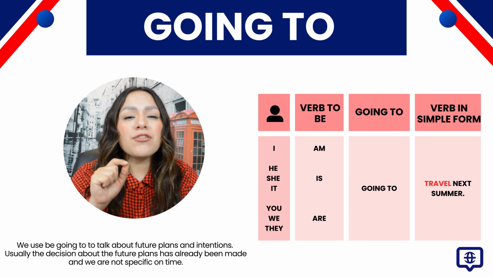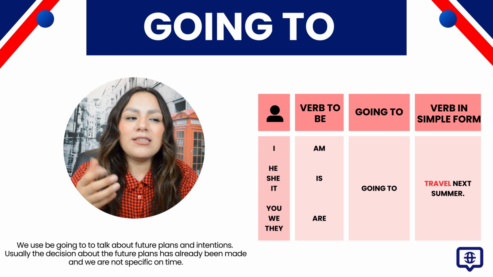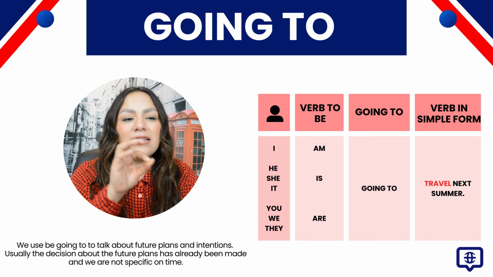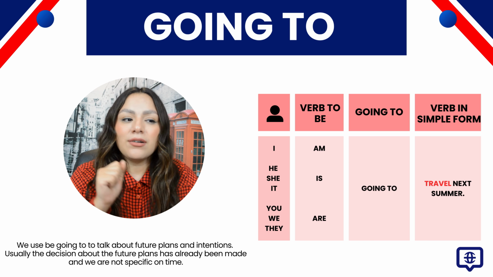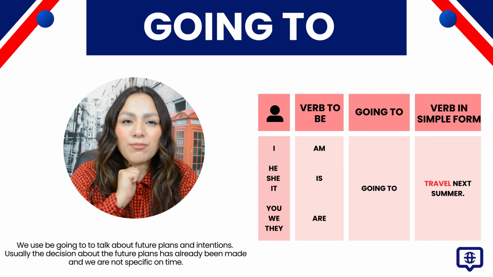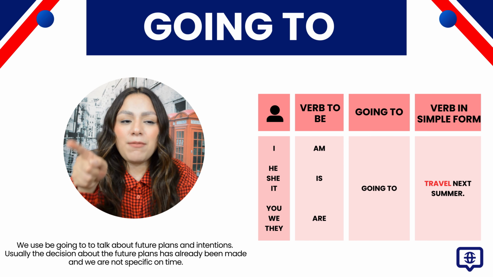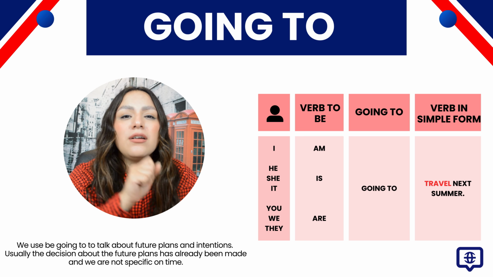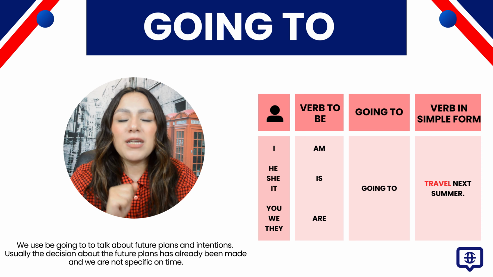You can conjugate going to with all the pronouns. You can also say, he is going to travel next summer, or, you are going to travel next summer. Just pay attention to the verb to be. Remember, if you pay attention to the screen, you are seeing how the structure going to is conjugated.